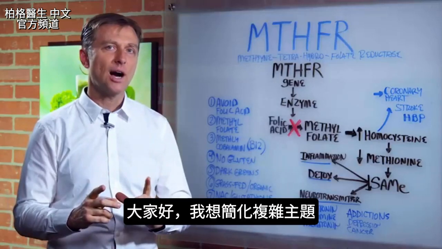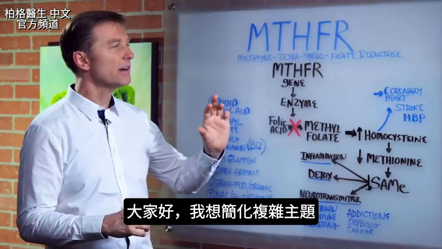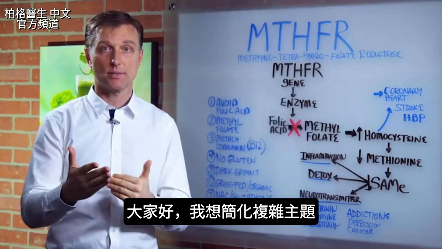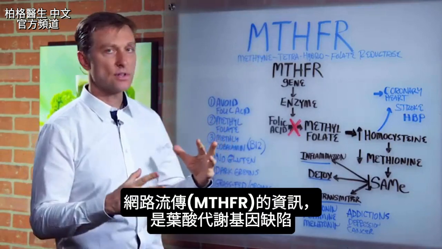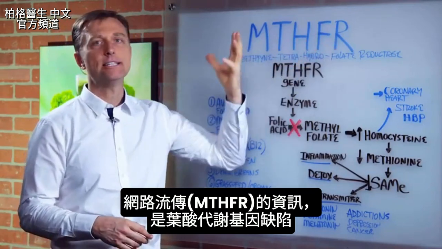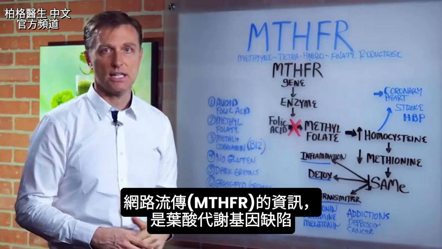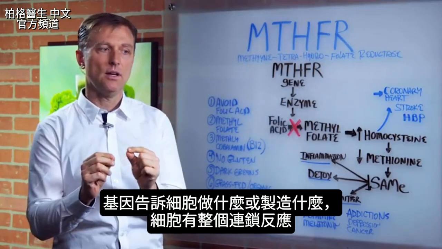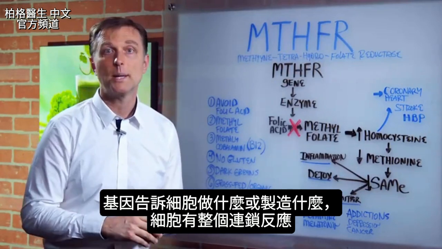Hi guys, in this video, my goal is to take this very complex topic and make it as simple as humanly possible, okay? So I don't know if you saw this floating around the internet. It's this thing called MTHFR. It's a defect in this gene, okay? Now genes are mini instructions. They're like the blueprints to tell cells what to do or what to make.